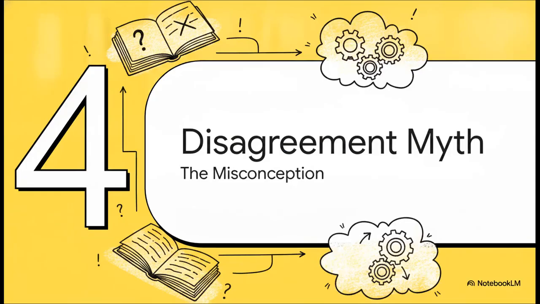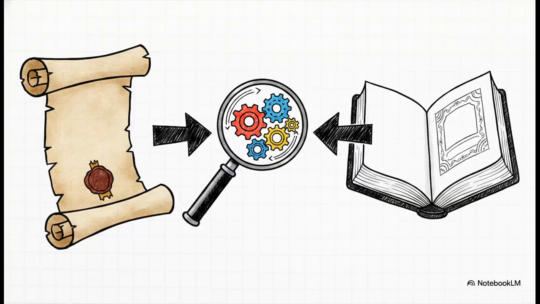Section 4. The disagreement misconception. Now, what's really interesting about this next concept is that it tackles a huge myth in middle school reading comprehension. When you're comparing sources, you're inevitably going to find ones that just do not match up. Have you ever thought, well, these two authors disagree, so one of them must be totally wrong and completely useless? That is a massive misconception.